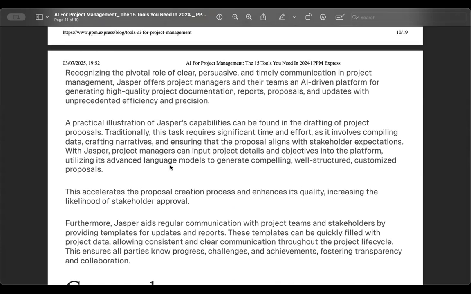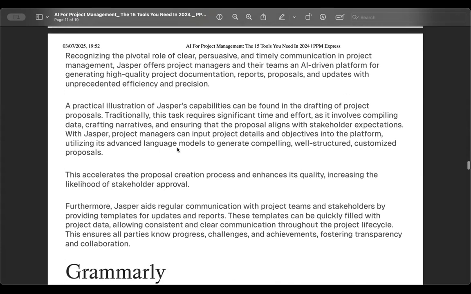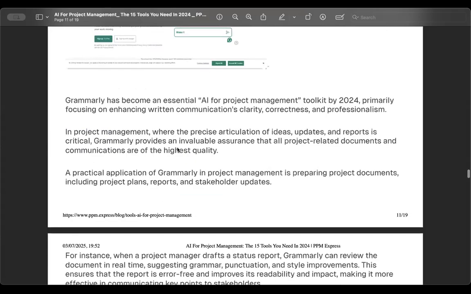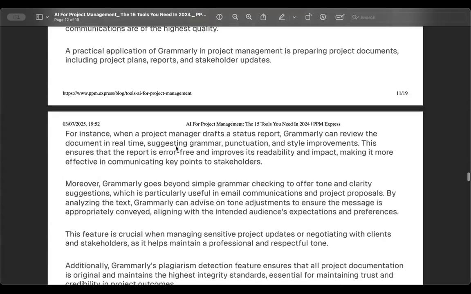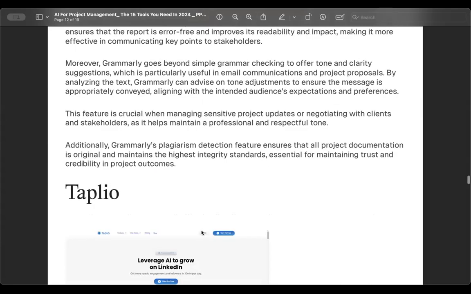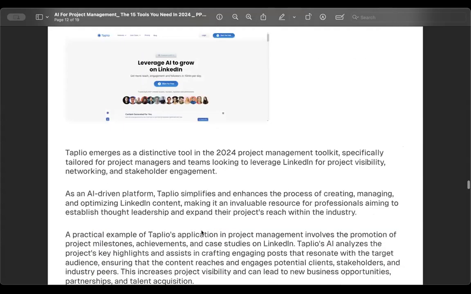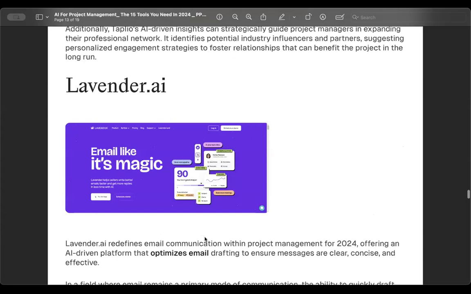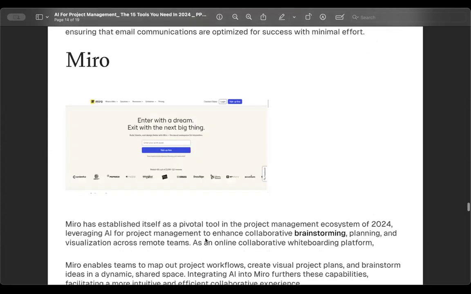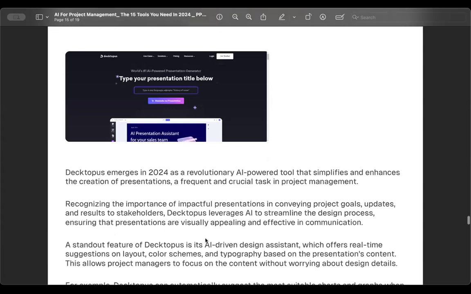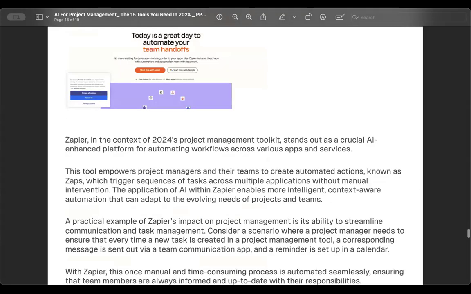And the remaining ones are like ChatGPT also, yes, we have to add those plugins. Yeah, that's the thing we have. And then Taplio, and Lavender.ai, and finally we have Miro. All these ones are there. I'll share this PDF. I think you can read this PDF so that it will be helpful for you.